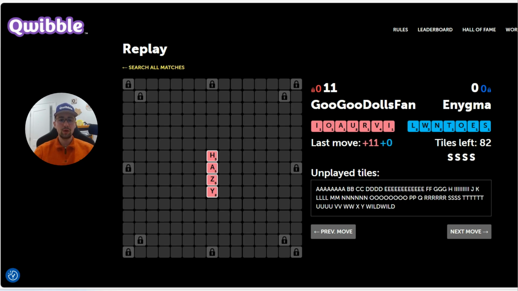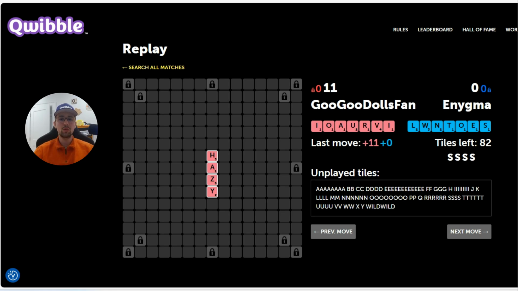Now, before we talk about Carl's next play, let's just make a couple basic observations about the Qwibble board. First, we notice that it's 15 by 15, which is the same dimensions as the Scrabble board, but the layout is very different. There aren't really any bonus squares, at least in the traditional sense. The vast majority of squares in the Qwibble game are just regular gray squares. There are, however, a couple squares with lock icons near the edges and corners of the board.